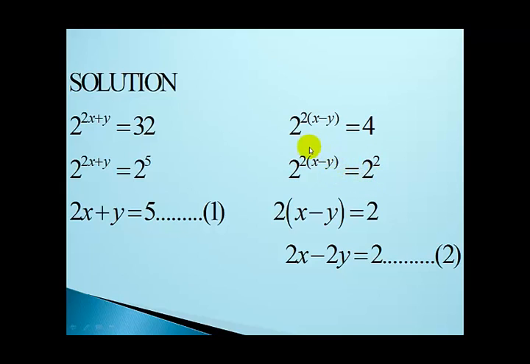The exponent on the left hand side is 2 into bracket x minus y, and the exponent on the right hand side is 2. So we have 2 into bracket x minus y equals 2. Now we expand the bracket. We multiply 2 by x, and that gives us 2x. 2 times minus y gives us minus 2y, and this is equal to 2. Let this be our equation 2.